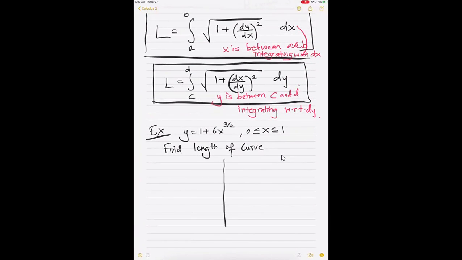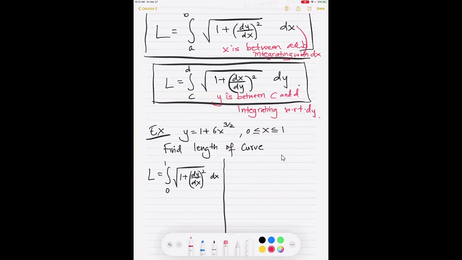In one part, I set up the integral. So the length is going to be the integral from 0 to 1 of the square root of 1 plus (dy/dx) squared, dx. Why this one? Because I noticed that x is between 0 and 1, and I also note that y is a function of x. This part I call getting ready.